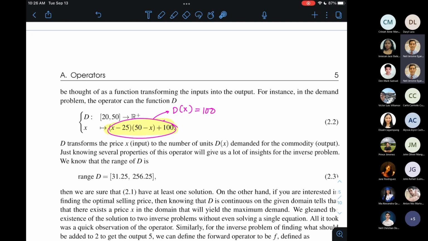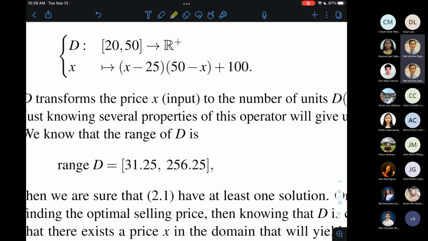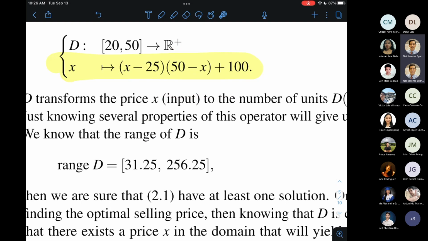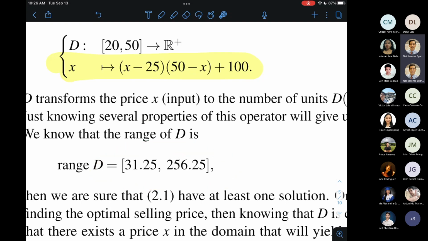Tingnan muna natin ano yung mga pwede natin gawin with the knowledge of the governing equation here. Actually, even just knowing the properties of the governing equation will help us determine whether an inverse problem is solvable or not, unique ba yung solution, and how to go about the solution. For instance, alam ko na ito yung governing law para sa demand function, para dun sa commodity, right? Price X will correspond to this number of units demanded, all right? So, titingnan mo to, ito ay parabola lamang na opening downward, all right? Tapos, pag kinuha ko yung range niya, ito ay 31.25 papuntang 256.25.